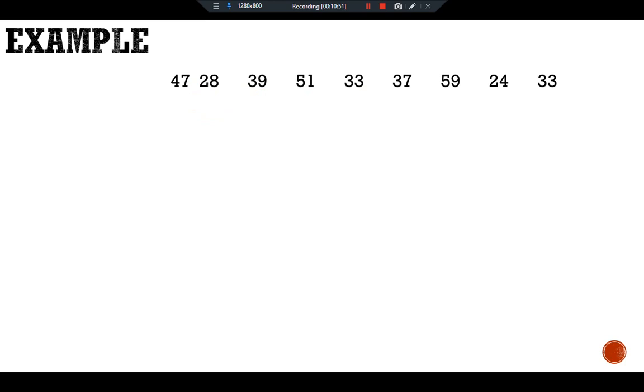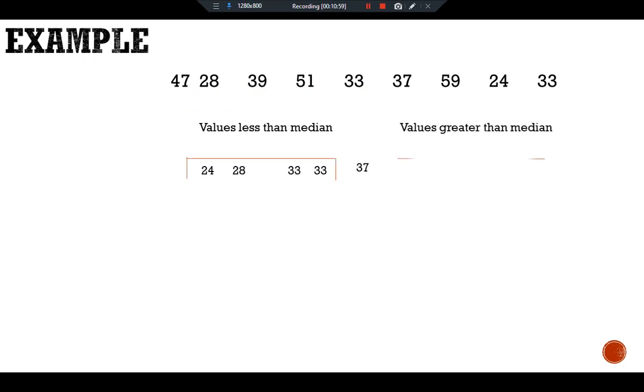First we have to arrange our data in increasing order, and we can divide the data into 2 parts. Here we have an odd number of observations. In our previous example we had an even number of observations, so we divided our data into 2 equal parts. Here, because of the odd number, 37 is not included in the values greater than the median or in the values less than the median. So our Q2 is equal to 37.